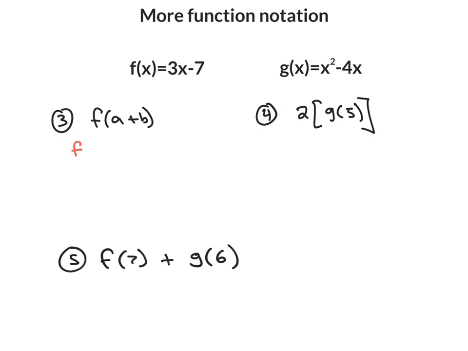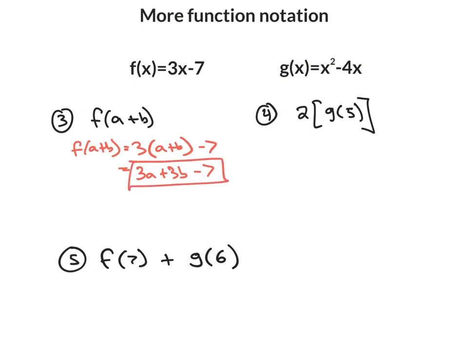So we say f of a plus b equals 3 parentheses, because I'm plugging something in, and now I replace x with a plus b, minus 7. So then to simplify this, I should distribute the 3, so I get 3a plus 3b minus 7. And I'm done because I don't have any like terms to combine. So that's what f of a plus b equals.